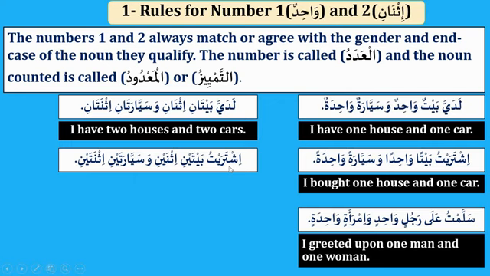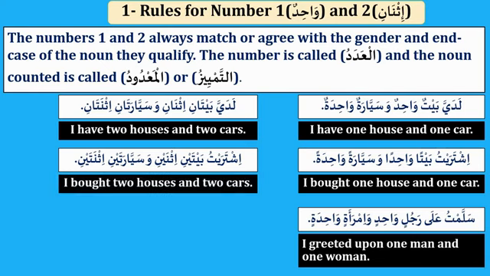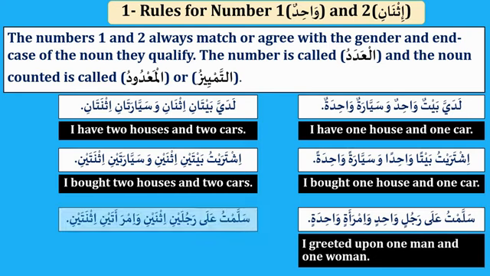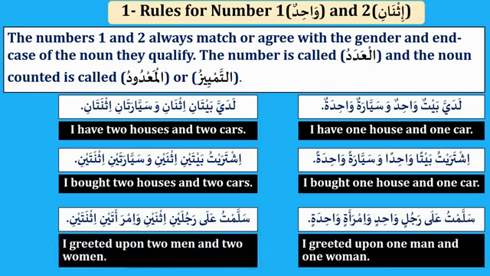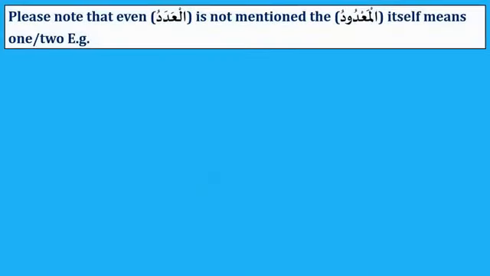اشتريت بيتين اثنين والسيارتين اثنتين. I bought 2 houses and 2 cars. And the last sentence in genitive case. سلمت على رجلين اثنين وامرأتين اثنتين. I greeted 2 men and 2 women. Let's continue with number 1 and 2.